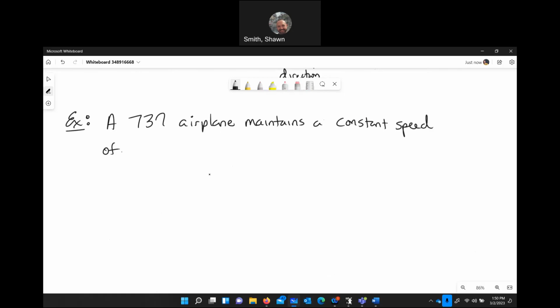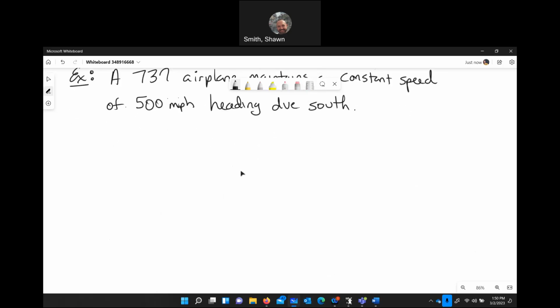So let's just say this plane is at a constant speed of 500 miles per hour, heading due south. So what's due south of here? Cancun? I don't know, somewhere. Right? That sounds like a good destination. Puerto Rico. No, that's not due south of here. It's more east, southeast, but not too south. In Mexico. You're going to Mexico somewhere, I guess, right?